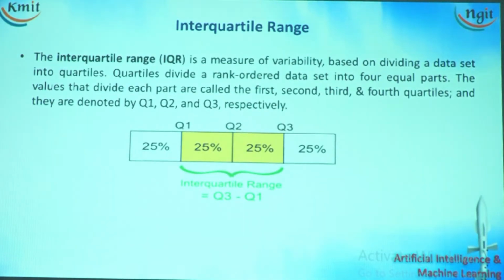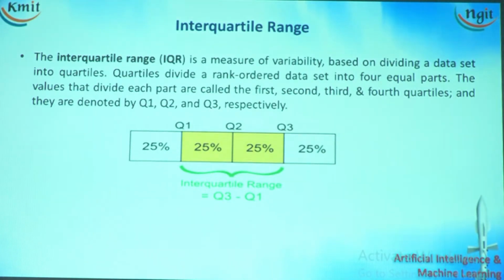In range, if it's a normal range, you can understand. What is a range? The difference between the lowest value and the highest value is their range. But here, in a data set, you go a step ahead and calculate the interquartile range. Now, what is the interquartile range? It is a measure of variability based upon the data set when it is divided into specific quartiles.